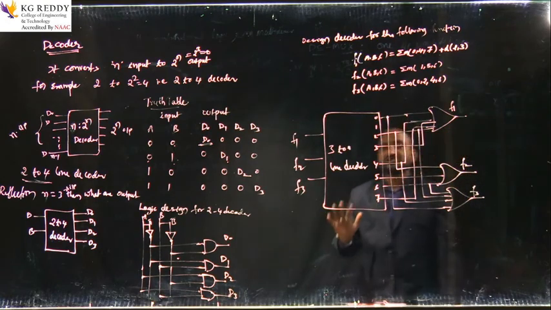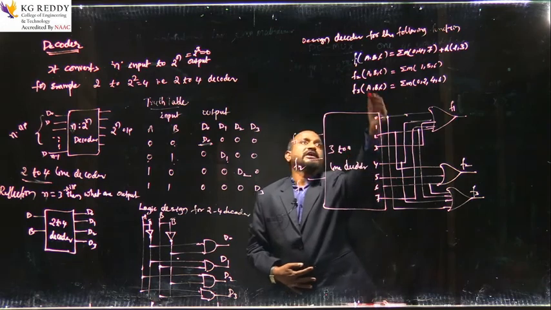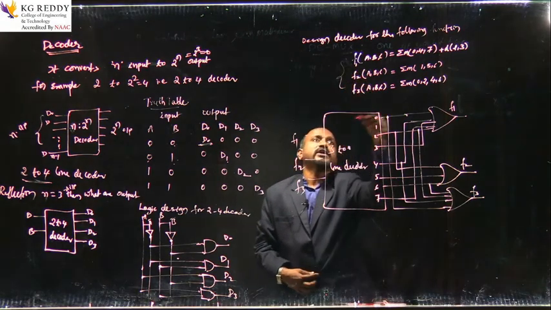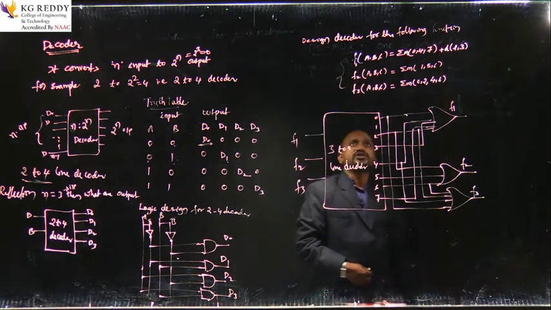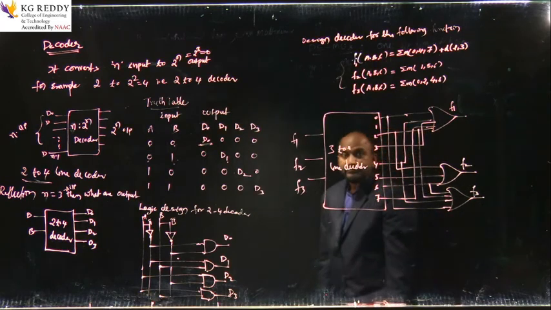So this is the implementation of the combinational logic using the decoder. By giving these three different functions, we are implementing them with the 3 to 8 line decoder.